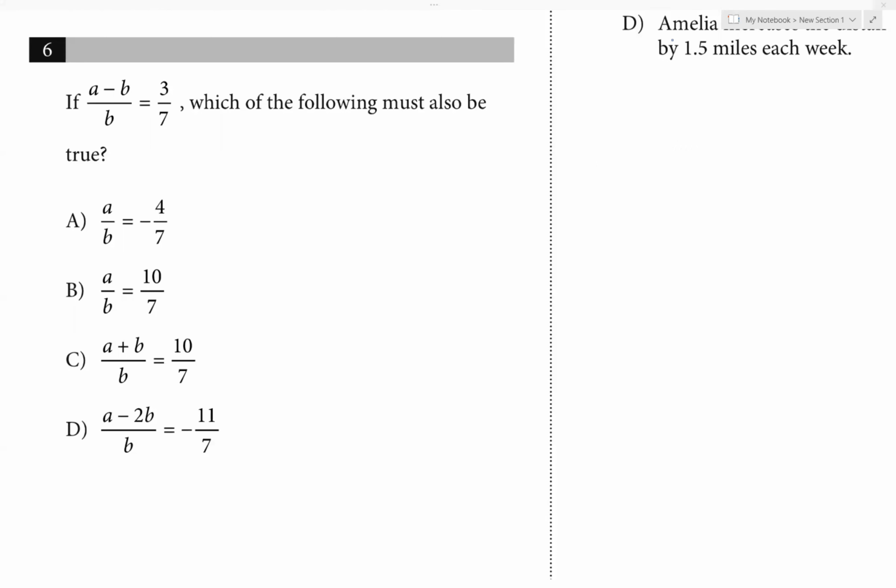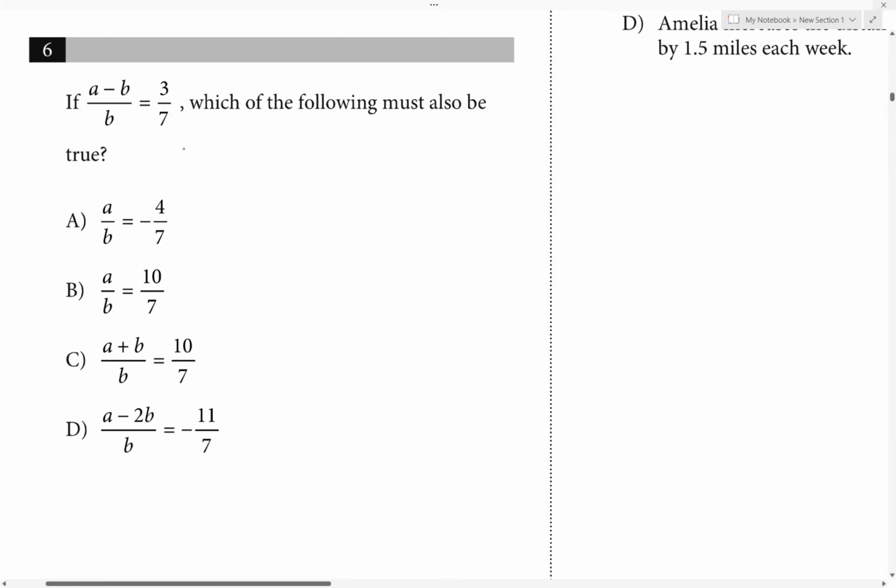All right, number 6. If (a minus b) over b equals 3 over 7, which of the following must also be true? Okay, and we have all these answer choices. So for this one, it might be a little bit tricky to see where we begin. What we can do is try to rearrange this equation a little bit and see if we can match with one of the answer choices that we have.